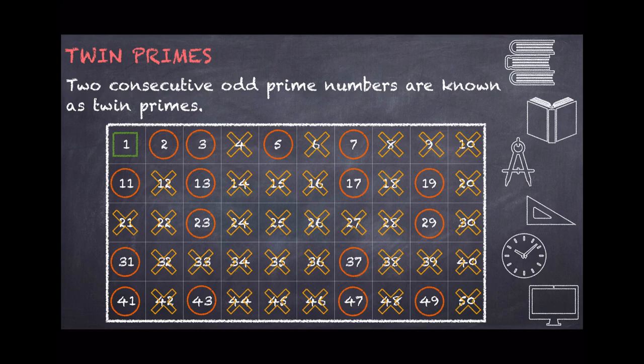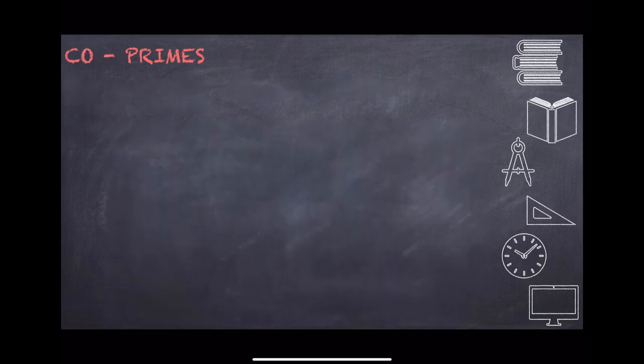So, can you try to tell me any other pairs of numbers which can be called twin primes? Yes, you're absolutely right. 3 and 5, 5 and 7, 11 and 13 can be called twin primes. But what about 13 and 17, children? Do you think we can call them twin primes? No, we cannot call them twin primes because they are not consecutive numbers even though they are odd prime numbers. So I hope everyone is now clear with the concept of twin primes.